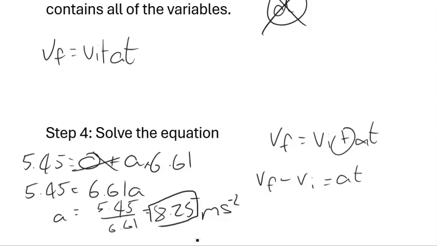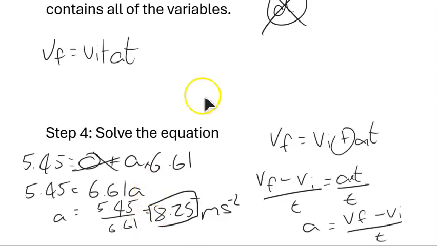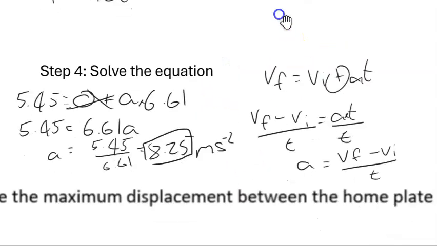We're trying to work out A, and with algebra we know that there's a multiplication in between any variables written like that, so we're going to go divided by T to do the opposite. So A equals VF minus VI divided by T, and then we can easily plug in the values there, but we would still get the same answer. Okay, on to the next question.